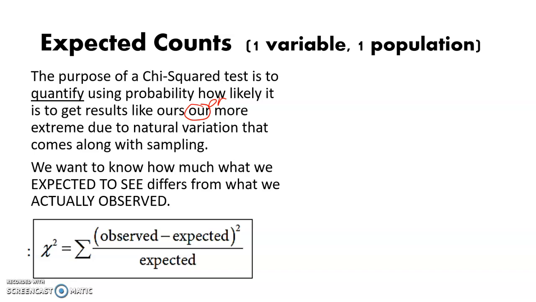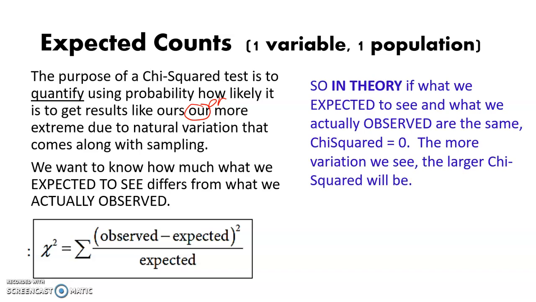And that lovely little squared up there is going to work just the way it does with a standard deviation calculation, in that it keeps that value positive. All right, so in theory, if what you expected to see and what you actually observed were equal to each other, then you would end up with a numerator of 0. So if you have a chi-squared of 0, it means that you saw exactly what you expected to see. The more variation from what you expected to see, you will get a larger chi-squared value.